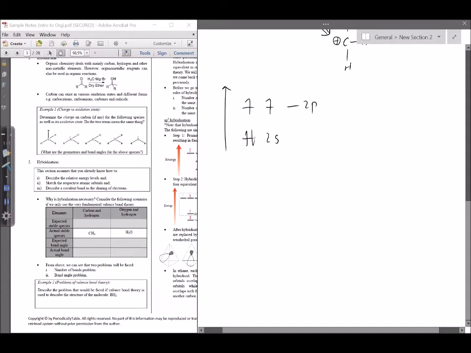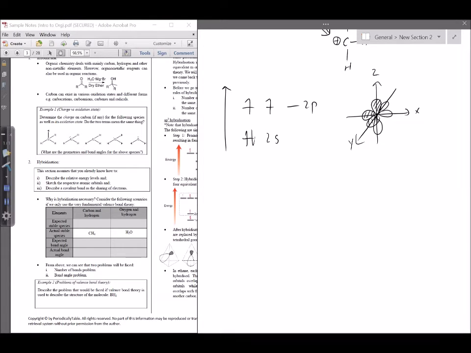So for example, for 2p orbitals, you should already know that there are 3 orbitals along the x, y, and the z axis, and they have a shaded lobe, right? The shaded lobe simply represents a different phase of the orbital. Apart from this, you just have to know how to describe a covalent bond, which is the sharing of electrons. You should already know this from your O levels, I believe.